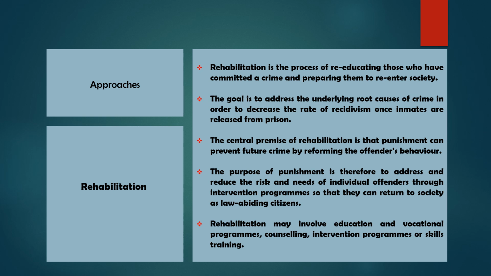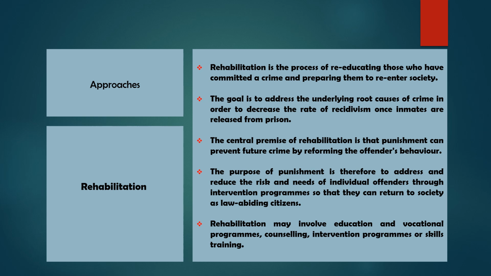The other approach to crime punishment is what we call rehabilitation. Rehabilitation can be understood as the process of re-educating those who have committed crime and preparing them to re-enter society. The goal of rehabilitation is to address the underlying root causes of crime in order to decrease the rate of recidivism once inmates are released from prison. Because we don't want a reoccurrence, reoffending. So the purpose is to rehabilitate individuals that have been found to be committing crime previously.